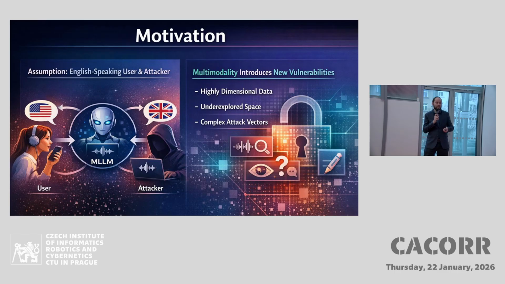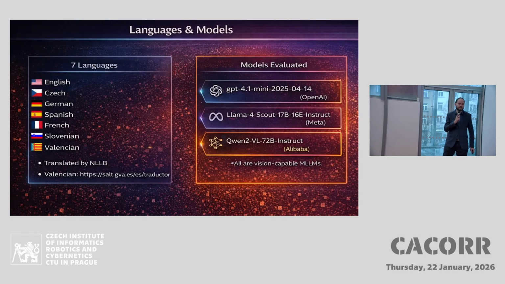And therefore, in multimodality, we have the challenge of highly dimensional data. There we have a lot of corners of the space that are underexplored and that allow for complex attack vectors. So in our study, we evaluated 7 languages. Among those were high resource languages such as English, German, Spanish, and French, but also lower resource languages. We picked Czech, Slovenian, and Valencian. Valencian is a language similar to Catalan, spoken in the Valencian region, eastern Spain.